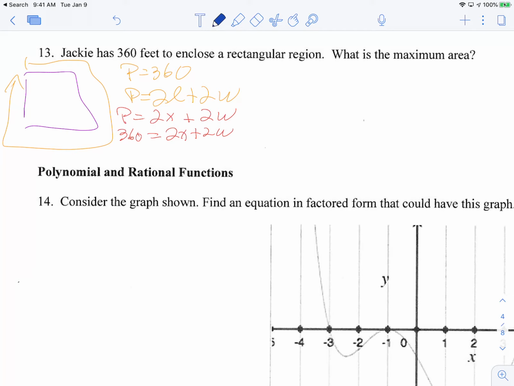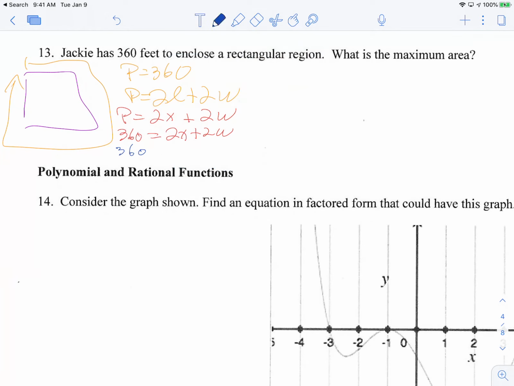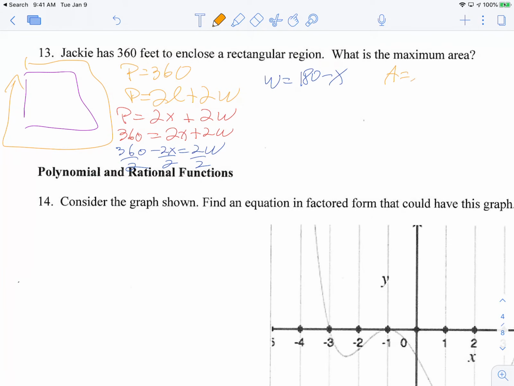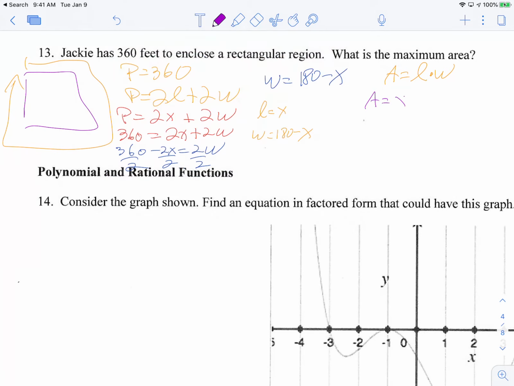We get 360 minus 2x is equal to 2w. Divide everything by 2. We get w is equal to 180 minus x. So if we use the formula for area, area is equal to length times width. If our length is x, then our width is 180 minus x. So area is equal to x times (180 minus x).